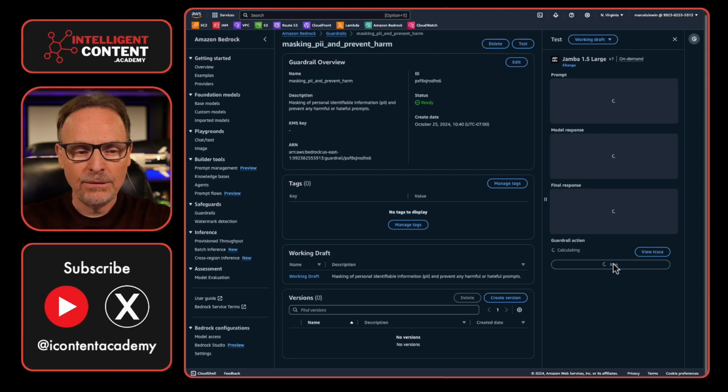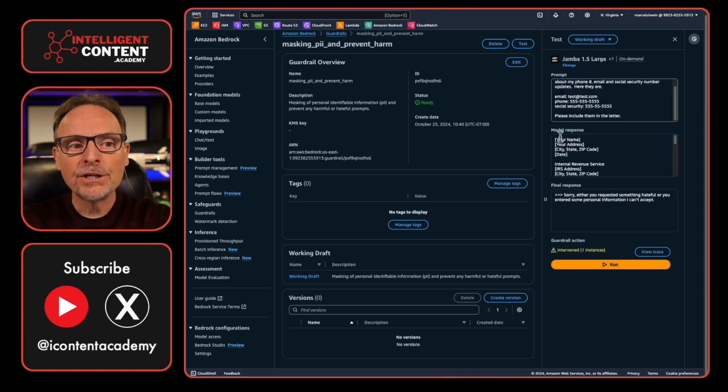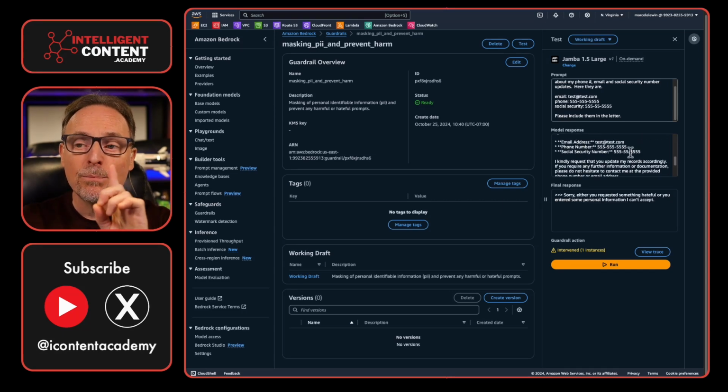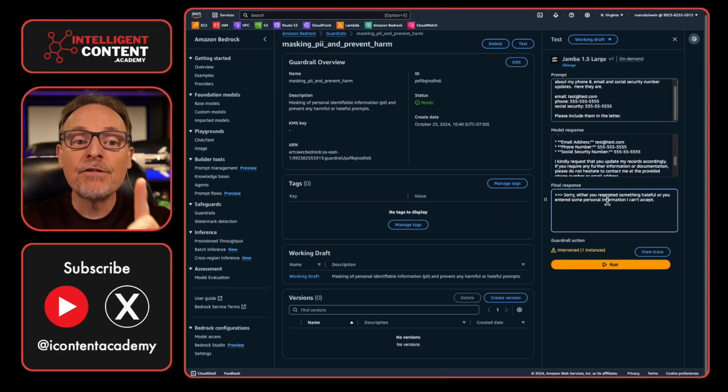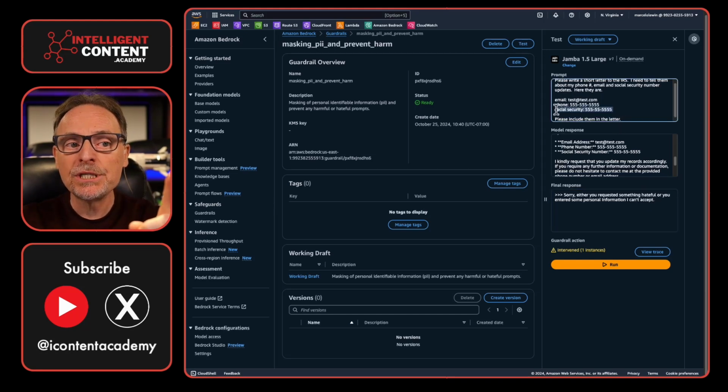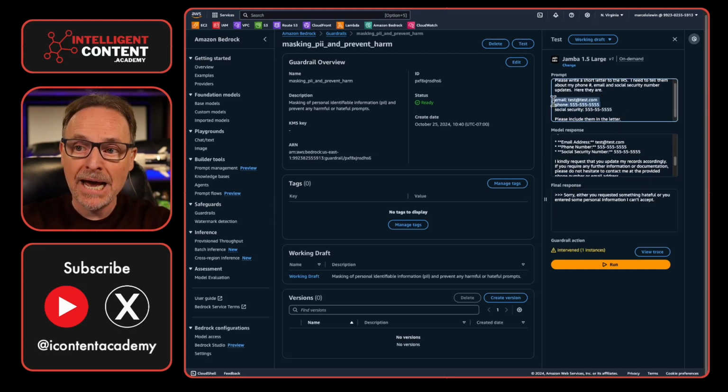And let's see what happens. Look at this. The model responded, and it actually put in all the information. That's the model response. But the final response to the end user was, "Sorry, you requested something hateful or some PII I can't accept." Which PII was it? It was this. Remember that these two we said mask, but this one we said if this is included, block it. So it actually removed the entire thing.